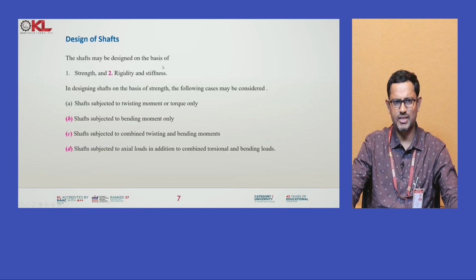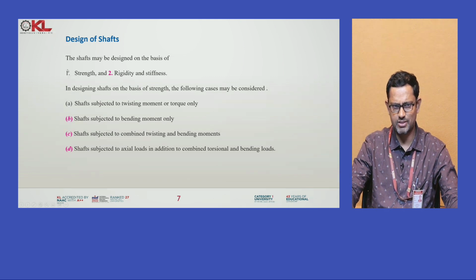While considering the design of shafts, there are majorly two criteria. The first is the strength criteria. Another is the rigidity and stiffness criteria. What is the meaning of strength? It is the maximum load carrying capacity of the material. And stiffness is the load per unit deflection. So here we will be designing the shafts based on either strength criteria or stiffness criteria.